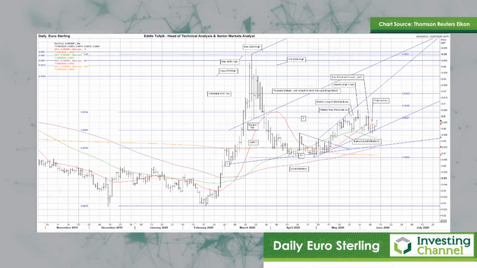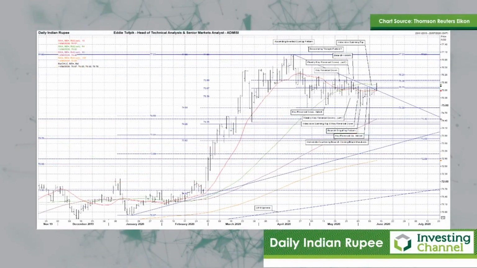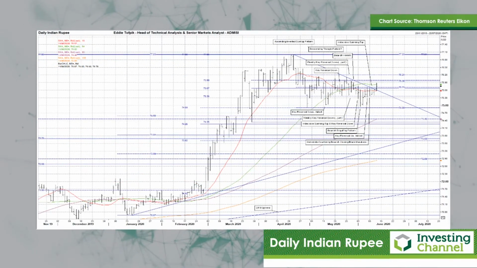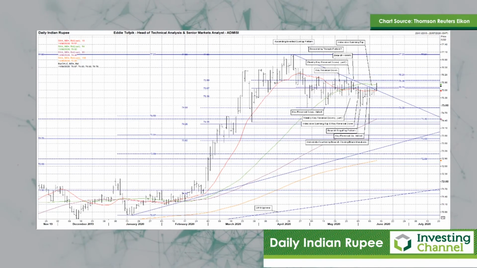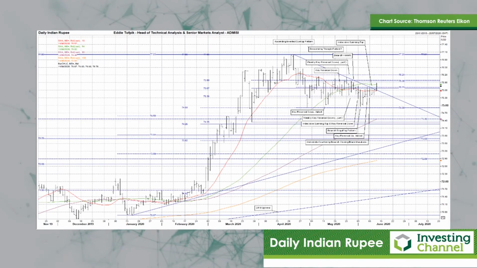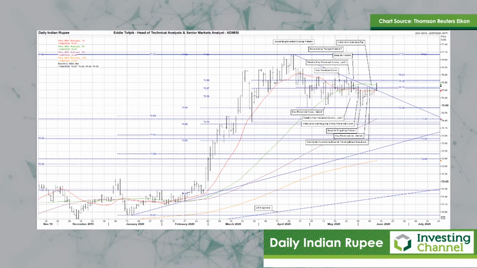The next chart to look at is US dollar against the Indian rupee. A key break upwards today above the combination of the March to April 50% Fibonacci line at 75.67, as well as the April-based downtrend currently at 75.60. This is the first breakout of the descending triangle pattern formed since late April.